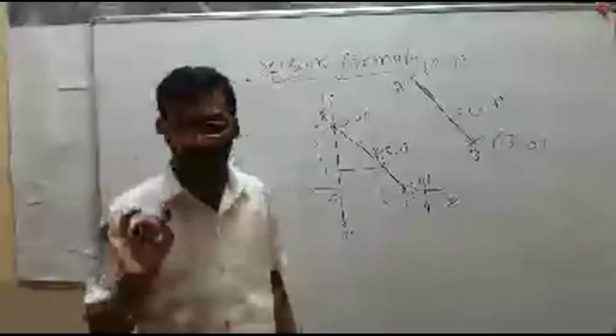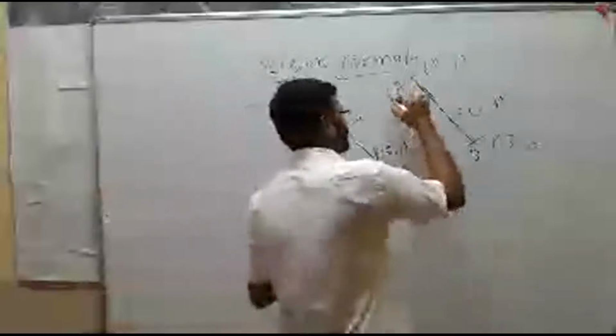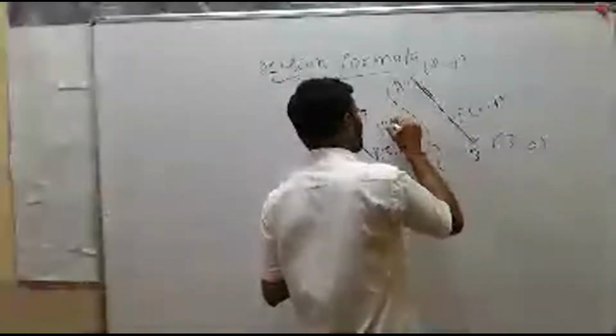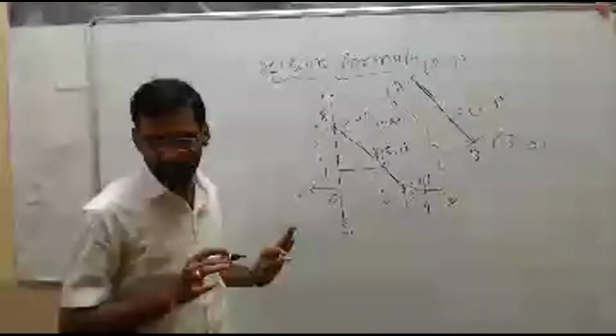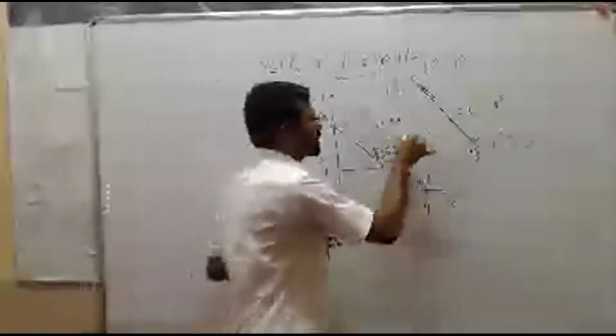Keep in mind, the total distance of AB is 10 units. Distance of AB is how much? 10 units.